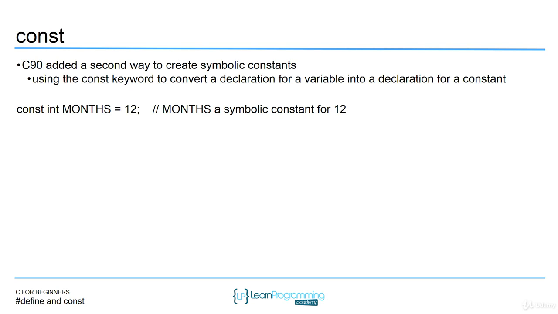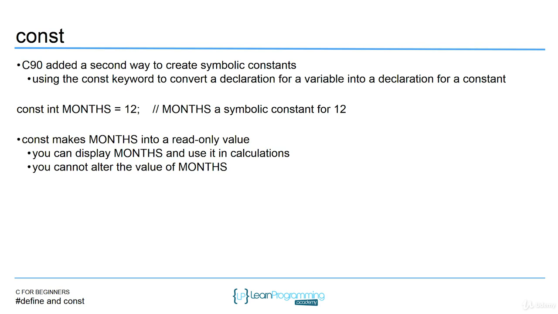We're not calling it a variable because a variable can change, right? That's why it's called variable. You have constants or variables. And const int months is not a variable, it does not change. Const makes months into a read-only value. You can display months and use it in calculations. You cannot alter the value of months.